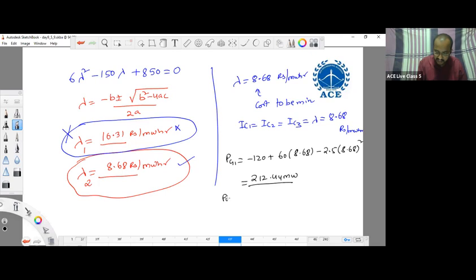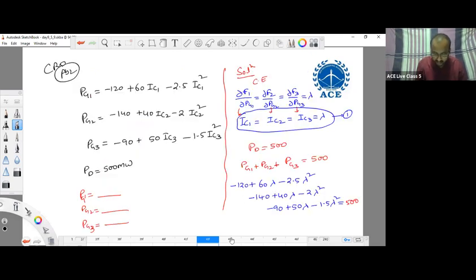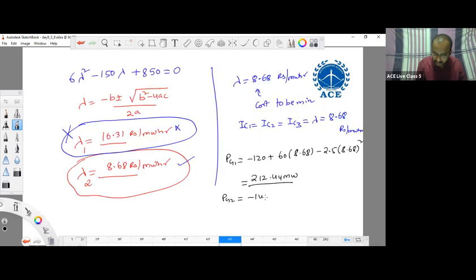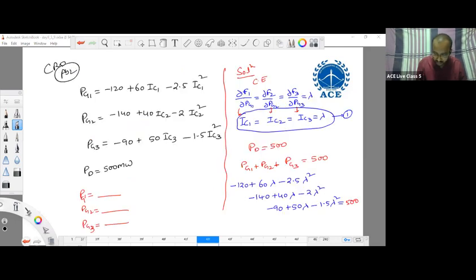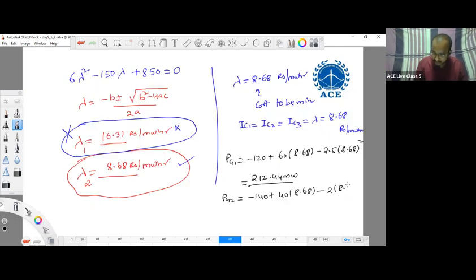Okay. PG2, substitute here IC2. IC2, IC1, IC3 are the same. Minus 140 plus 40 into IC2, that is 8.68, minus 2 into 8.68 square. If you simplify this, you will get the value of PG2. PG2 is 56.51 megawatt.